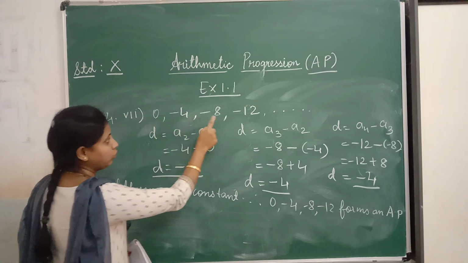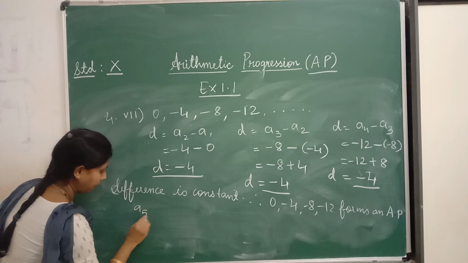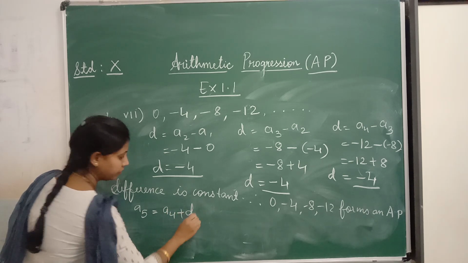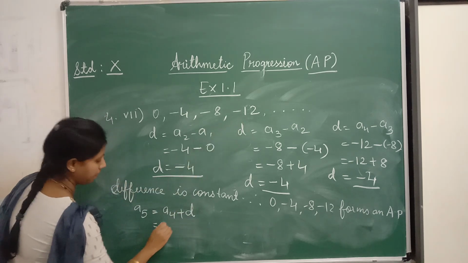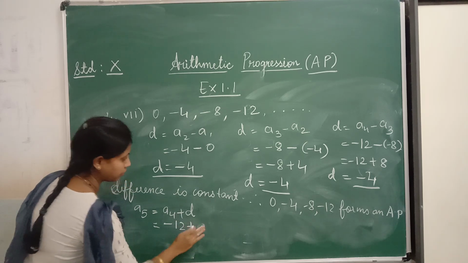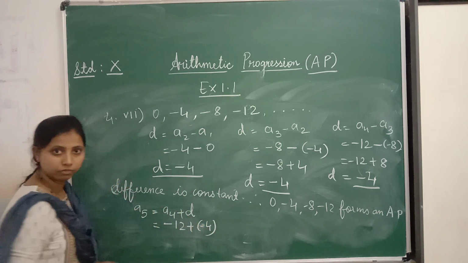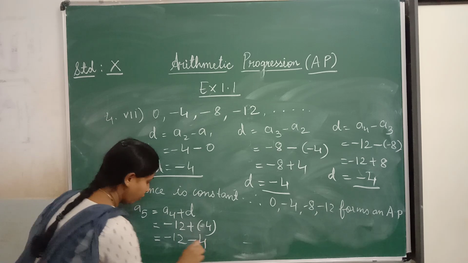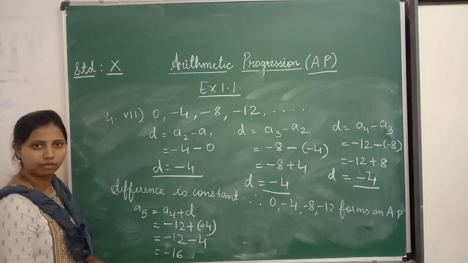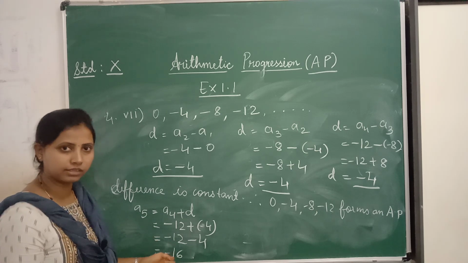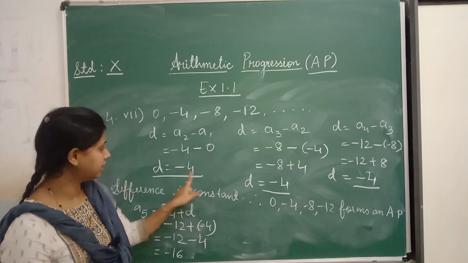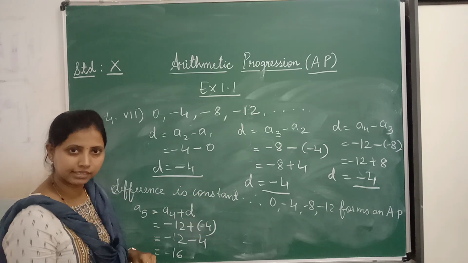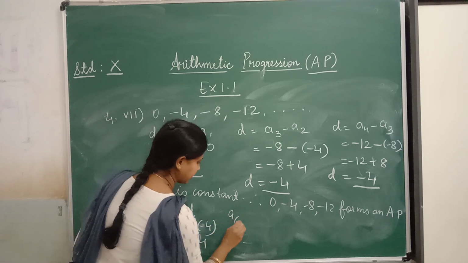This is A1, A2, A3, A4, A5. How to get the 5th term? You add the difference to the 4th term. The 4th term is minus 12 plus the difference we have got, minus 4. That is minus 12 plus minus 4, you get minus 16. Then to this minus 16 again if you add minus 4, you will get the next term. Again to that term if you add minus 4, you will get the next succeeding term, that is A6.